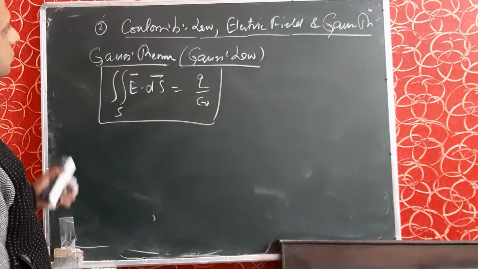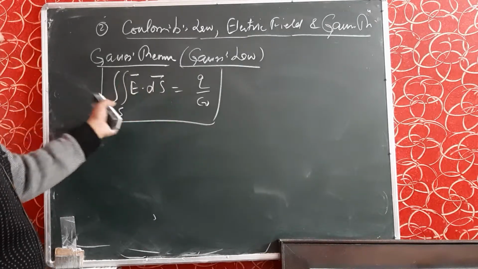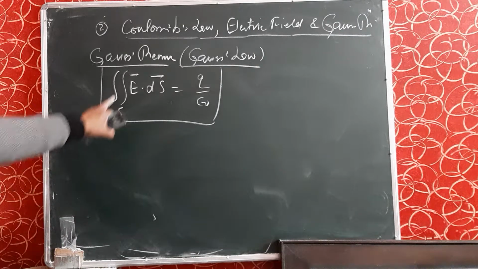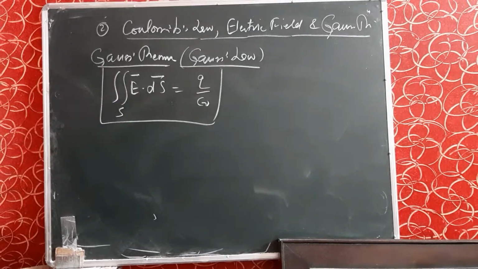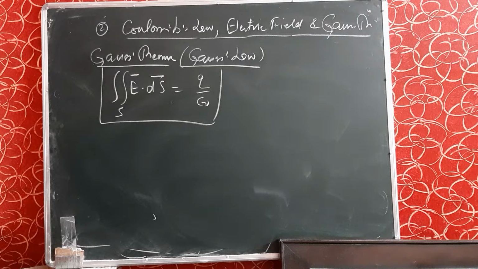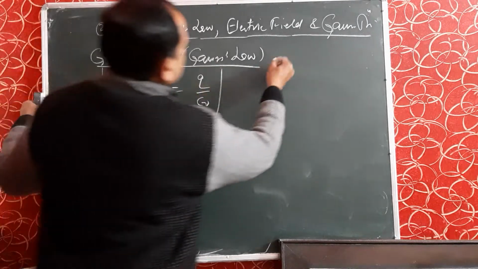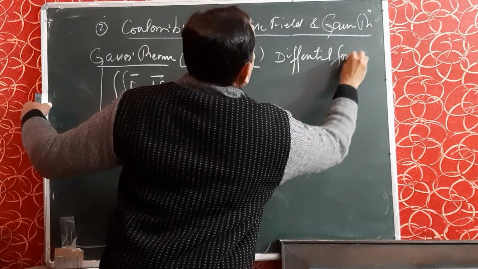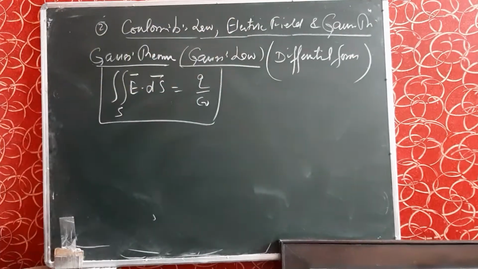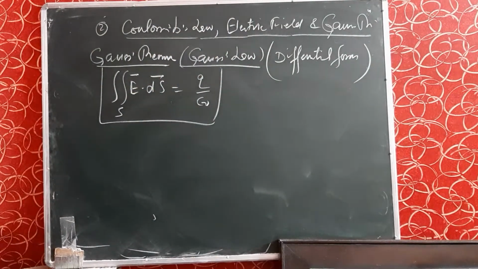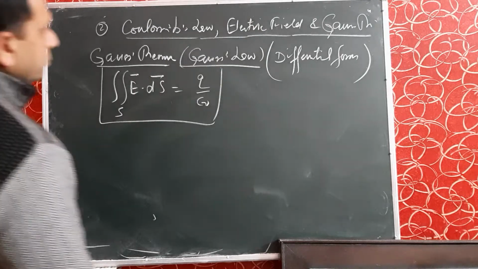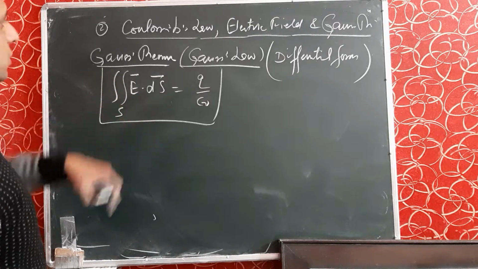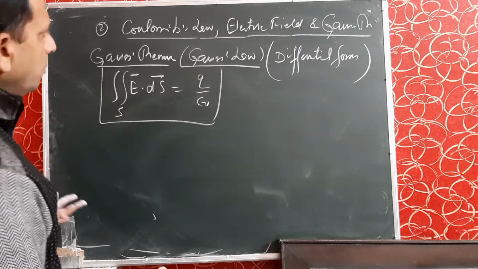But I will convert this theorem into differential form, that is in derivative form. This is in integral form, but we will convert it into differential form, that is differential form of Gauss theorem. So we will discuss only differential form of Gauss theorem. So this is a new article. Now, how we will convert this integral into differentiation? So it is very simple.